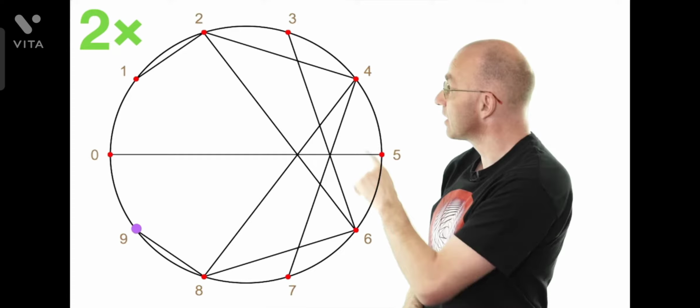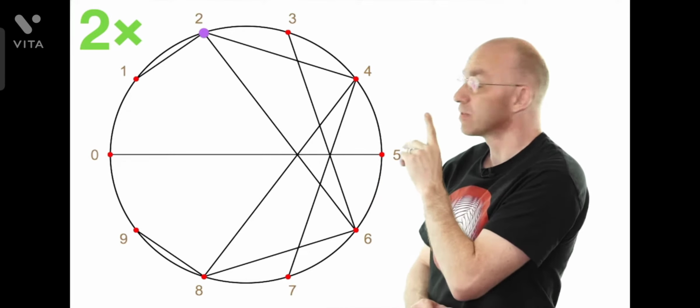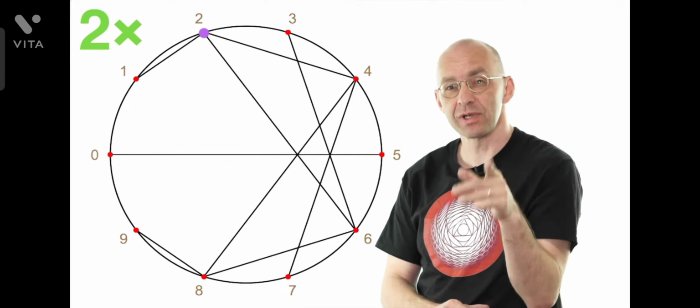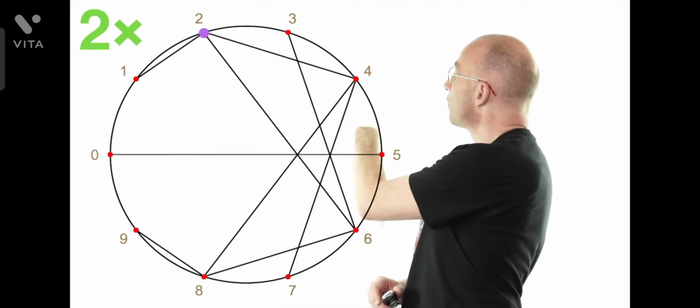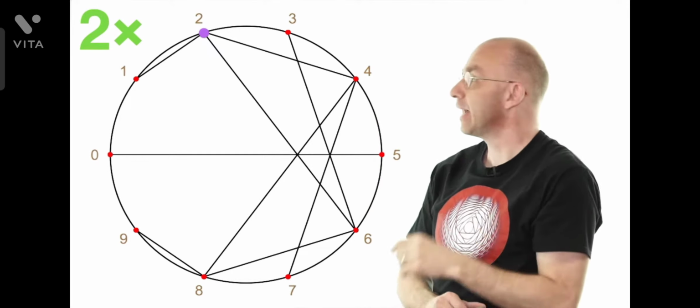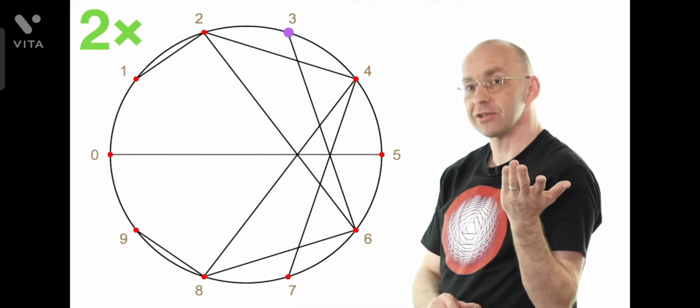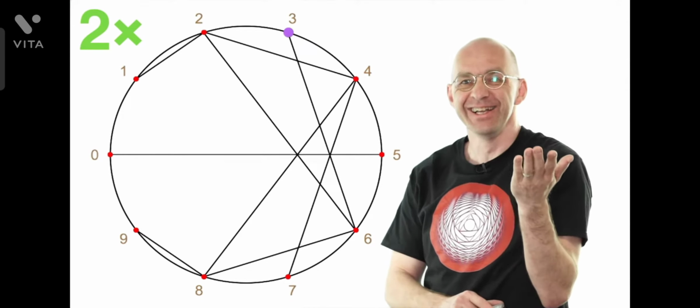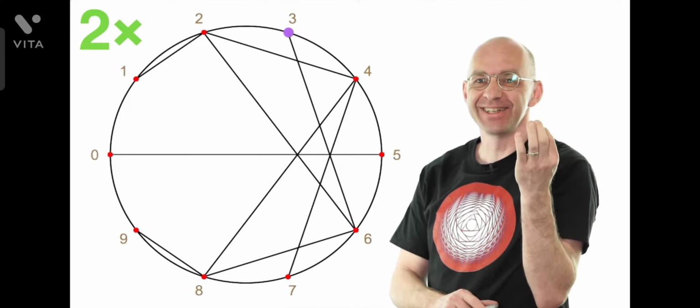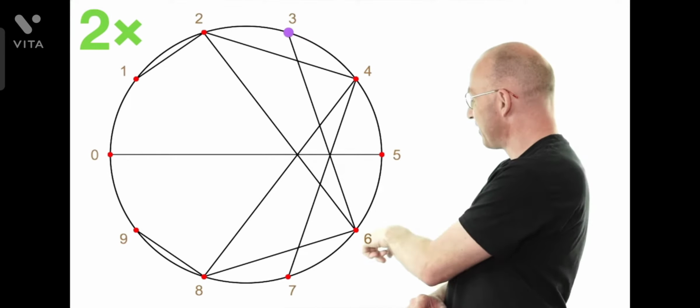Just to illustrate, let's go up to 2 times 12, which is 24. 24 corresponds to the 4, and that connection's already there. And 2 times 13 is 26, and we've already got the 6.